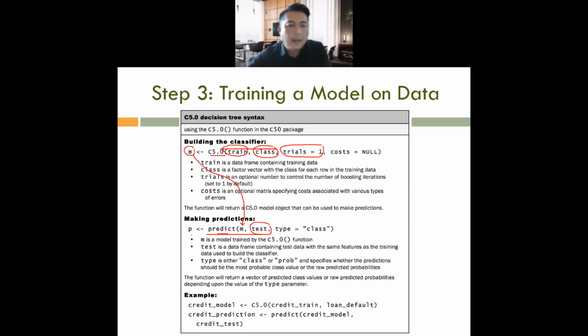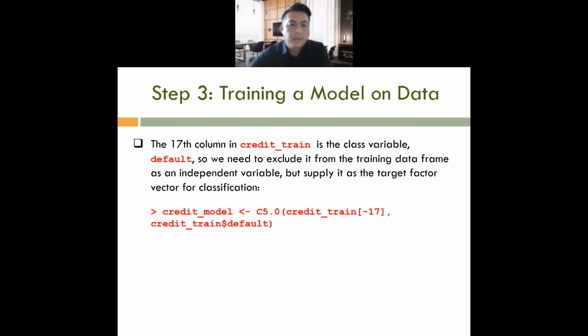Later on, from this prediction, we can know the performance of the tree. For this one, we will pass all the values except column number 17, which is the default column. So we will only pass data from 1 to 16, and the 17 we will remove. And we also pass the class label here.